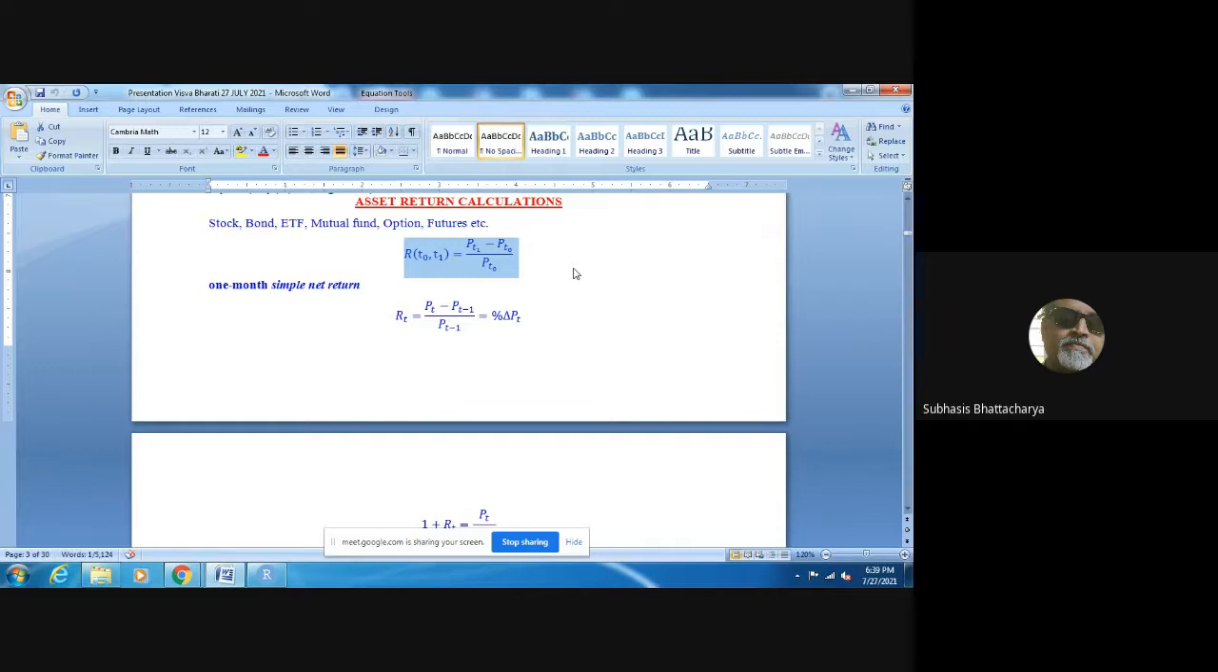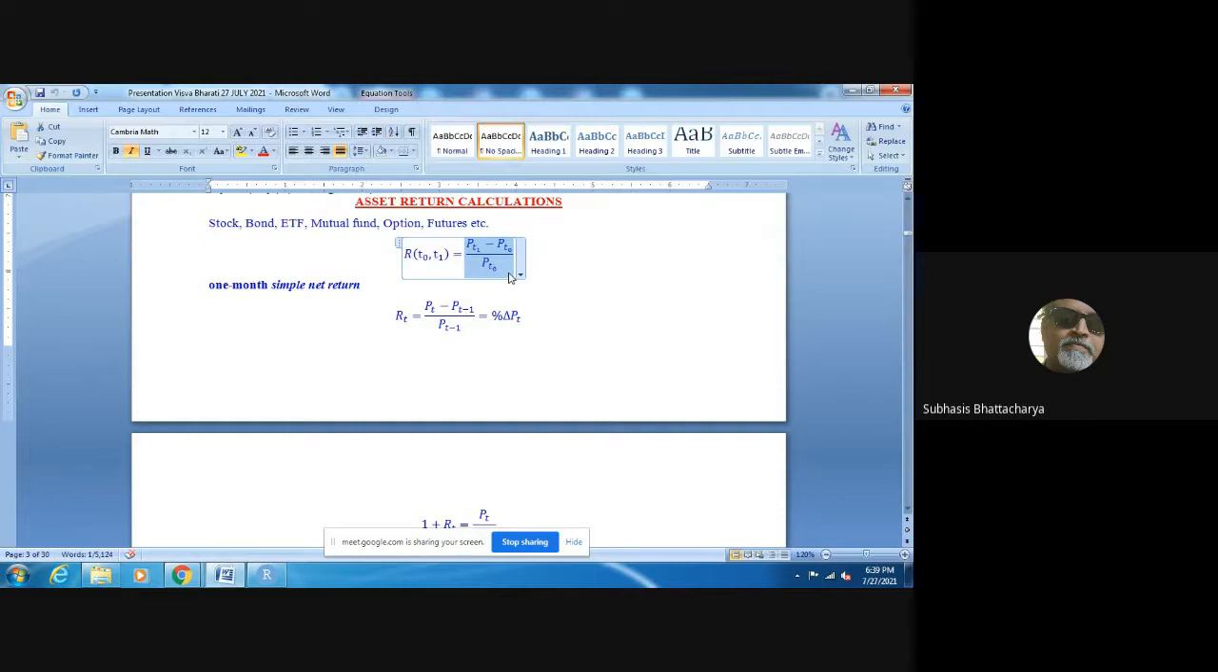So the time between T0 and T1 is called the holding period, and this term, that is (PT1 minus PT0) by PT0, is called the holding period return. In principle, the holding period can be any amount. Once again, it may be 5 minutes, 8 hours, 2 days, 6 months, 2 seconds, or 15 years. The holding period is a time difference, and that may be whatever it may be.